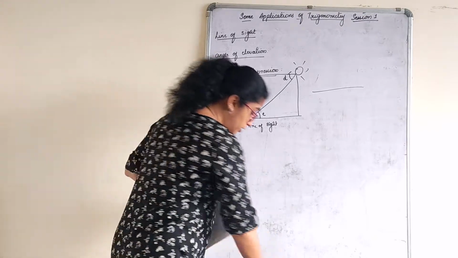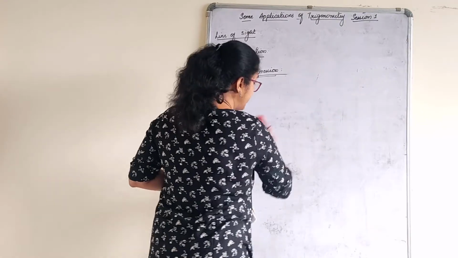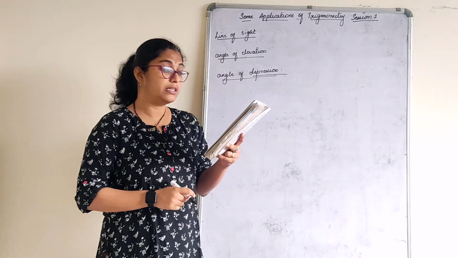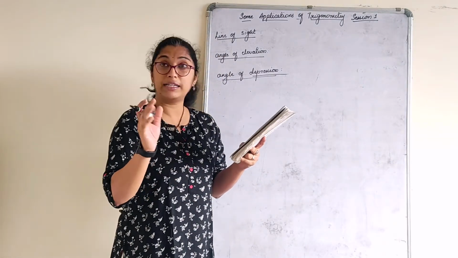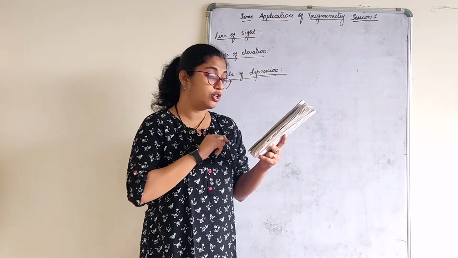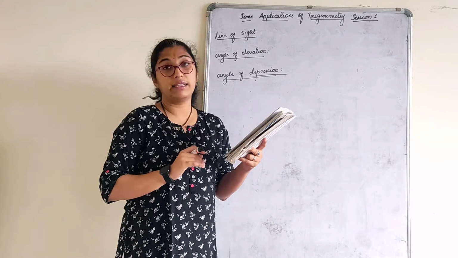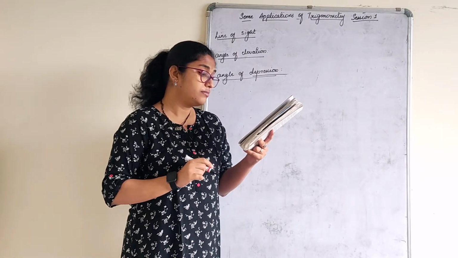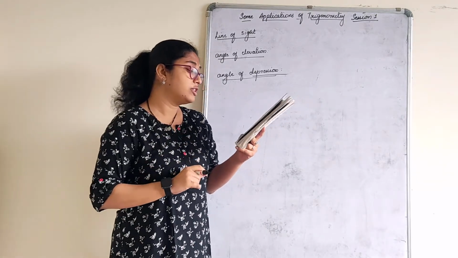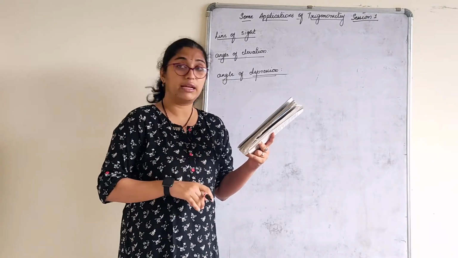Now the simple thing you have to do, children, is this: it is given in your book. Go to the last page of this chapter. We have only one exercise. We have the summary. Line of sight is a line drawn from the eye of an observer to the point on the object viewed by the observer. Angle of elevation is the angle formed by the line of sight with the horizontal when it is above the horizontal level. That is the case when we raise our head to look at the object. Angle of depression is the angle formed by the line of sight with the horizontal when it is below the horizontal level. That is the case when we lower our head to look at the object.